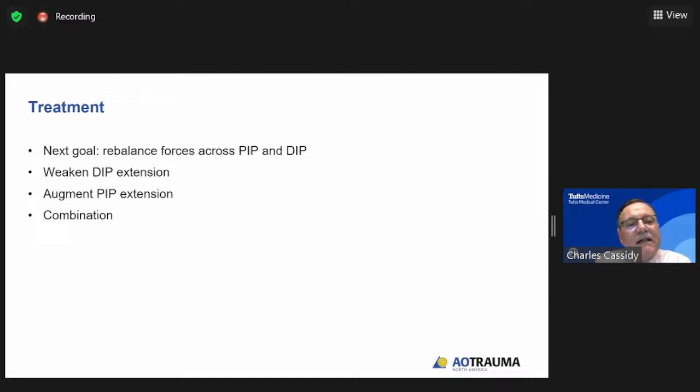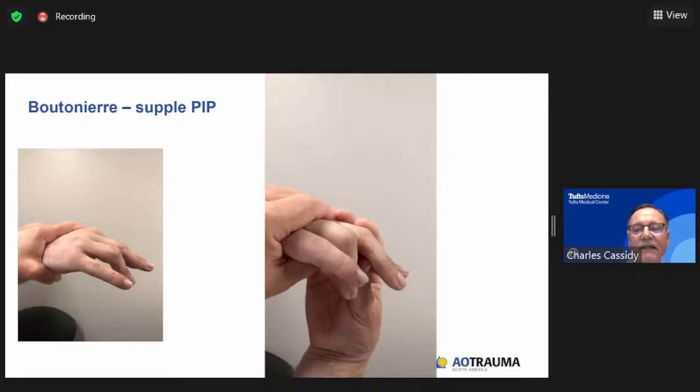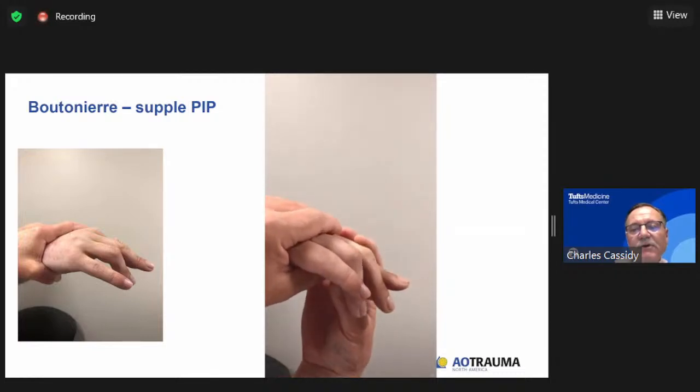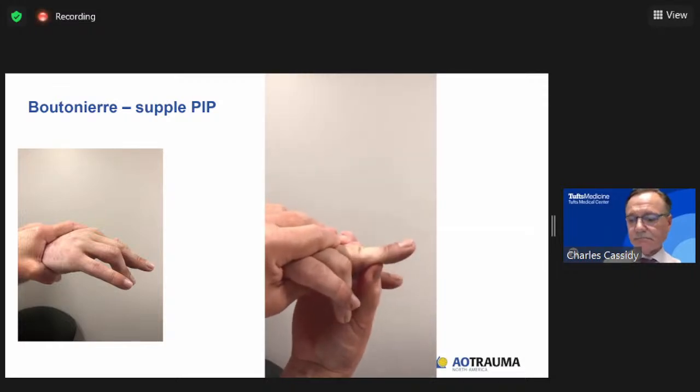So the next goal is to rebalance the forces across the PIP and DIP. So we can weaken the DIP extension, augment the PIP extension, or a combination of both. So the simplest one is an extensor tenotomy. And the ideal candidate is someone who has mild deformity, full passive motion, and the DIP hyperextension equals or exceeds the PIP flexion. So that example that I showed earlier, this one, as I extend the PIP, the DIP hyperextends, that's a good one. So an extensor tenotomy is likely to work. It's not going to work on the ring finger. You'll create a mallet finger. You see that.